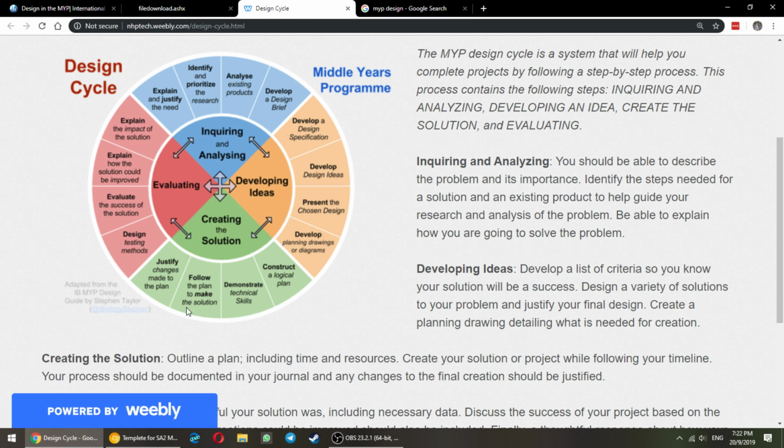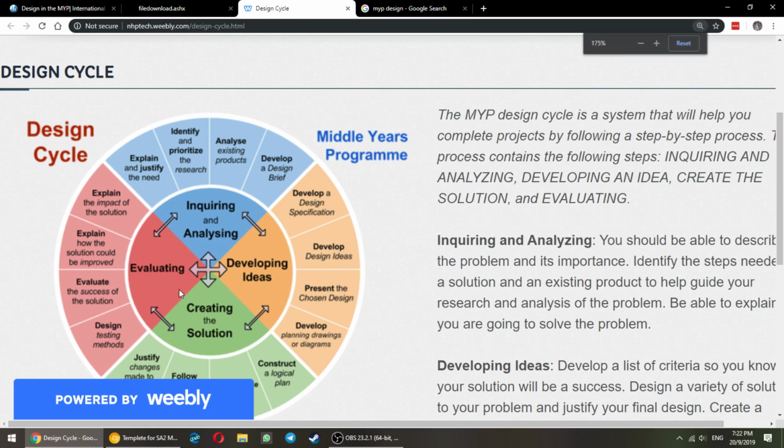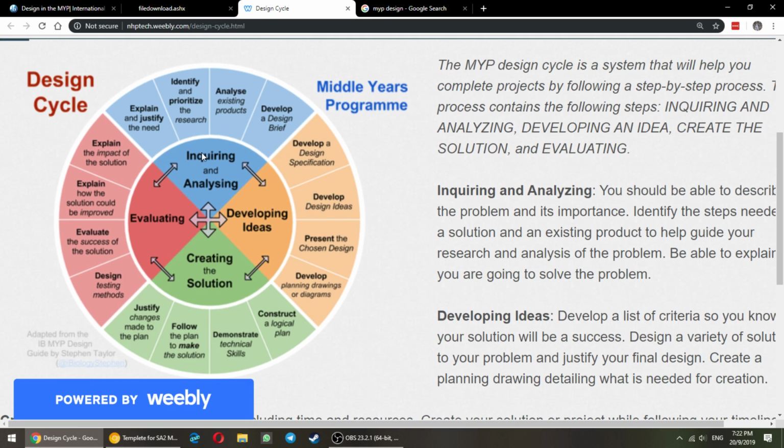So actually, I found a website called Stephen Taylor that gives things in a more colorful way. So the design cycle has four quadrants: inquiry and analysis forms our criterion A, developing ideas forms our criterion B, creating the solution forms our criterion C, and evaluating forms our criterion D. So it's a cycle because it usually goes from A to B to C to D to A and so on. When you are designing a solution, you have to go through the cycle a few times to really get a specific and accurate solution to the problem that you have.